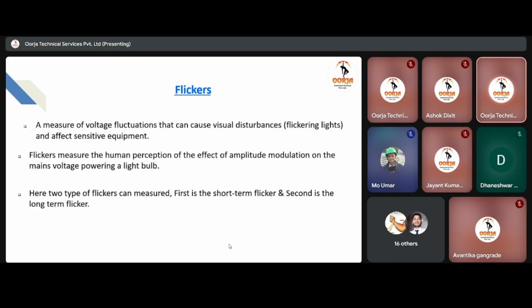Flickers, a measure of voltage fluctuation that can cause visual disturbance, flickering lights, and affect sensitive equipment. Flicker measures the human perception of the effect of amplitude modulation on the mains voltage powering a light bulb. Here, two types of flicker can be measured. First is short-term flicker, second is long-term flicker.